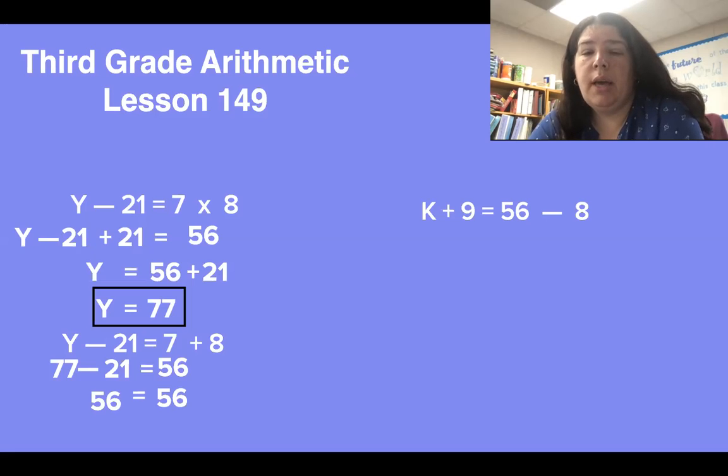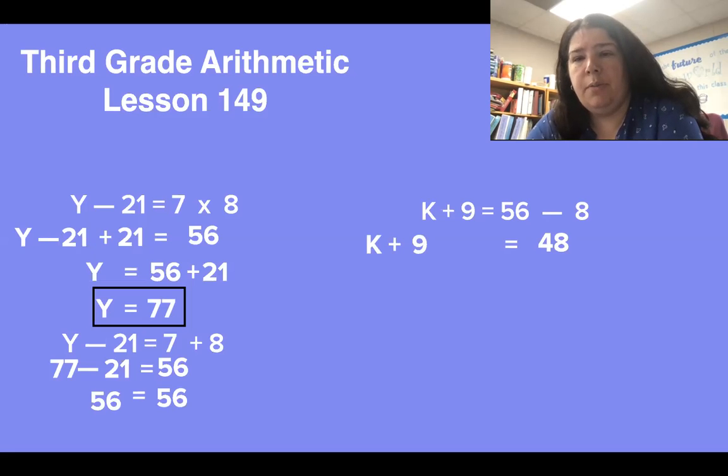Let's try one more. K plus 9 equals 56 minus 8. 56 minus 8 equals 48, and K plus 9, the way to get K by itself is to do the opposite, which is subtract 9. And what we do to one side, we must do to the other. So plus 9 and minus 9 cancel each other out, and you're left with K.